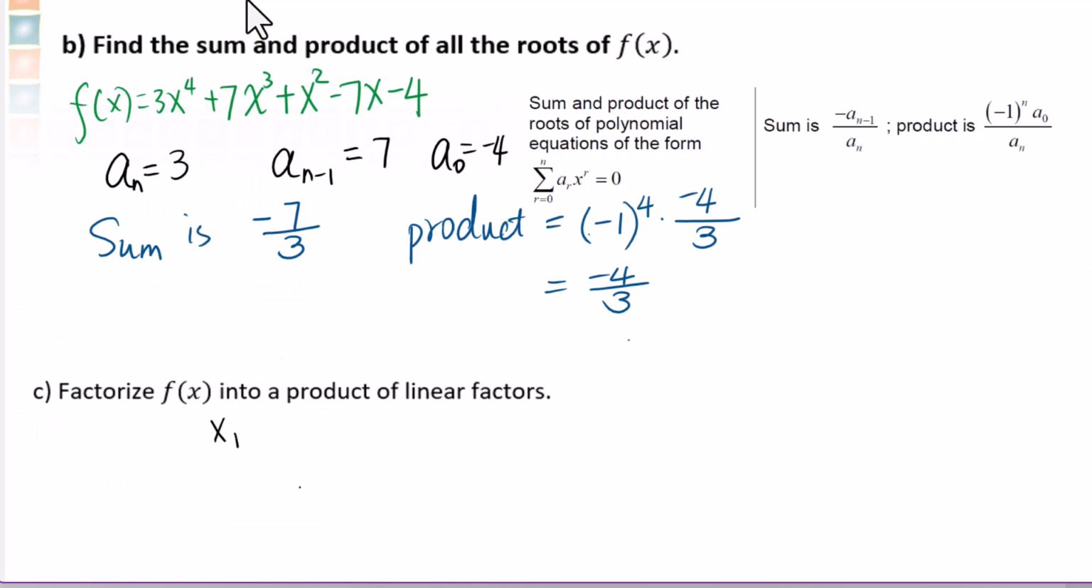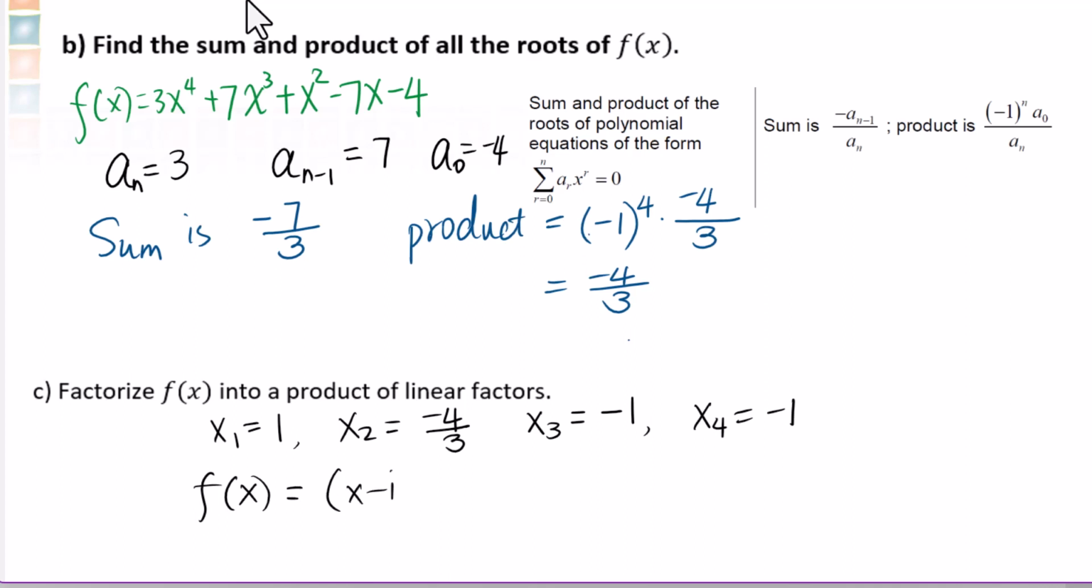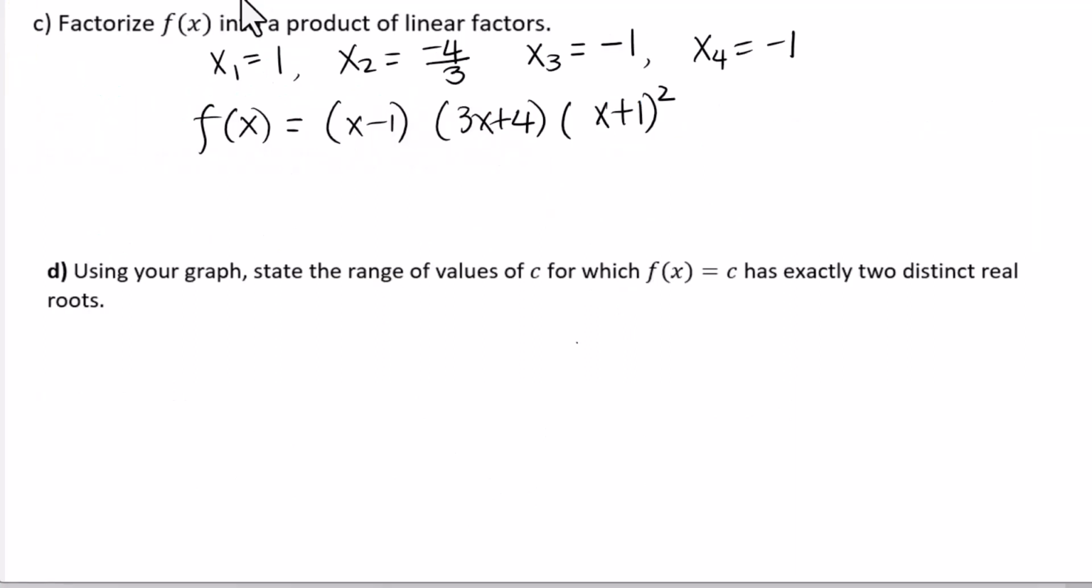We know x1 equals 1. x2 equals negative 4 over 3. x3 equals negative 1. x4 equals negative 1 because the graph is bouncing back. Therefore, f of x equals x minus 1, for this, 3x plus 4, x plus 1 squared. Let's go to D.